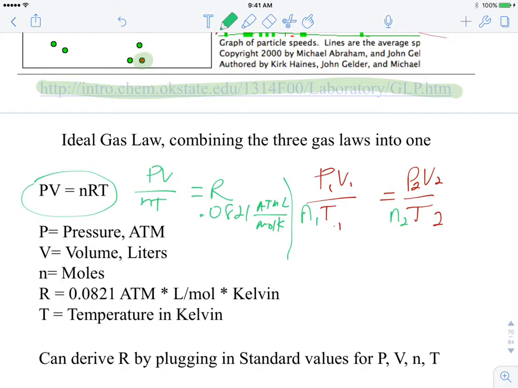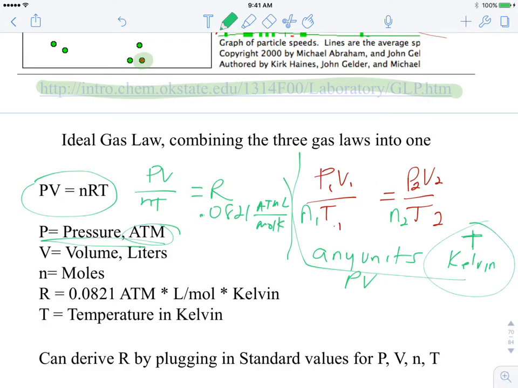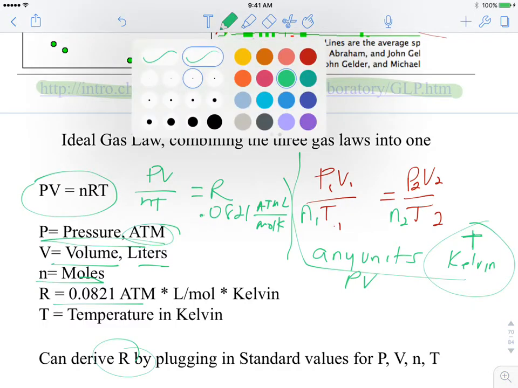But just to go through the units, in case you're not sure about this or forgot, P is pressure, and we're going to use atmospheres always. Notice over here, I can use any units I want, except you must use Kelvin. So any units for pressure and volume, but temperature must be in Kelvin. V has to be in liters when we do PV equals nRT. N is moles. R is 0.0821. And T is temperature in Kelvin. And like we did on the previous slide, we derived R by plugging in standard values for P, V, T and N, and we got our R value.